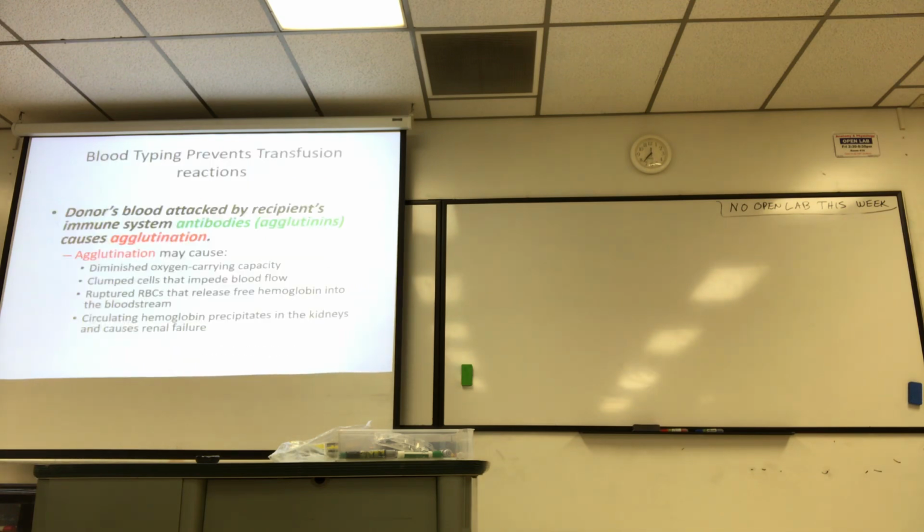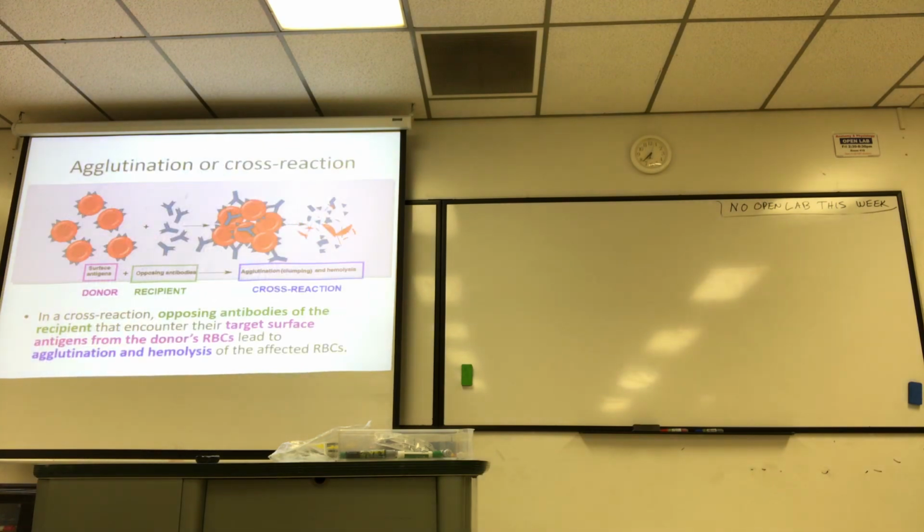So this next slide kind of says that. Blood typing prevents a transfusion reaction. So again, what's a transfusion? When you infuse blood, you're just injecting blood into someone. So a transfusion is between different people. The donor's blood is attacked by the recipient's immune system. So the antibodies will cause agglutination. So these are all the things that can lead to death, basically. That's the only thing you need to know. Agglutination may lead to death. Here's a picture of it.